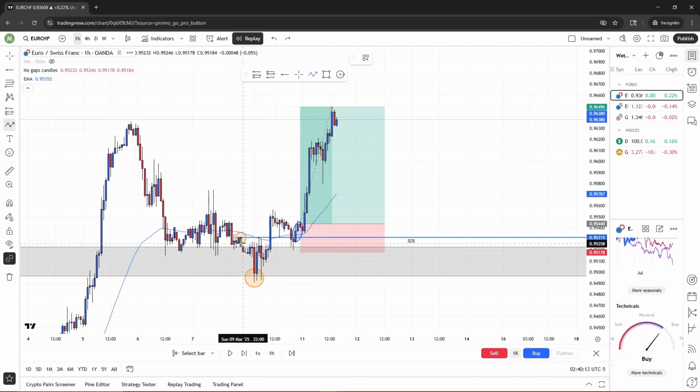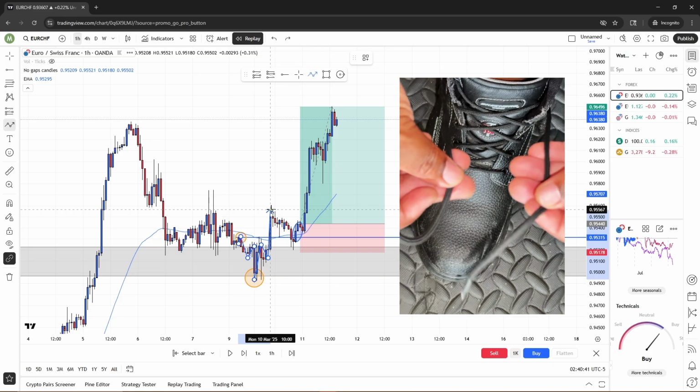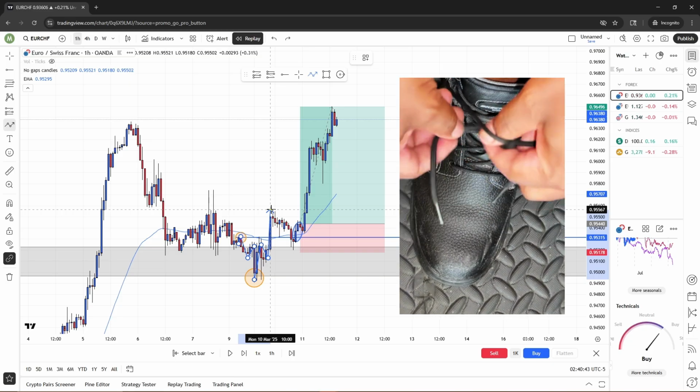Again, one more time. This was resistance, right? It's making lower lows, lower highs. But right here, it broke this resistance, right? This was the structure point. It broke that structure point and it's starting to shift. It's just taking the left and right string of your tennis shoe, or any kind of shoe, and just crossing them.